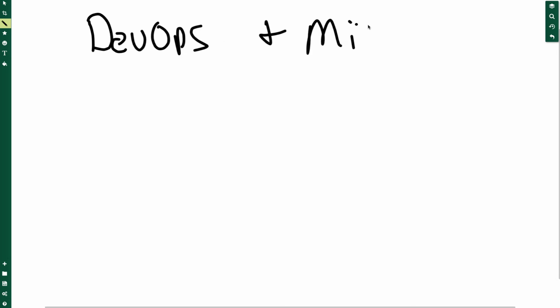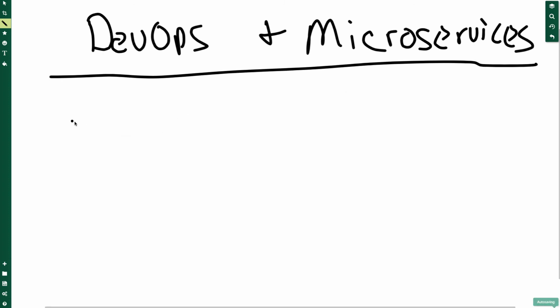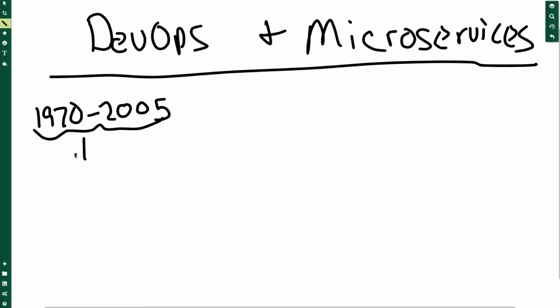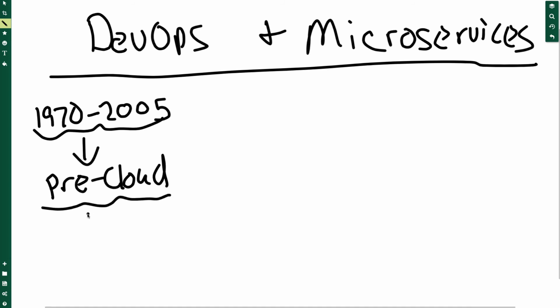So DevOps and microservices are closely related together. Part of the reason behind this is that in the old days, let's say from 1970 to potentially 2005, something like this, we'll call this the pre-cloud era, right? And in this era, people are still hyping these technologies.